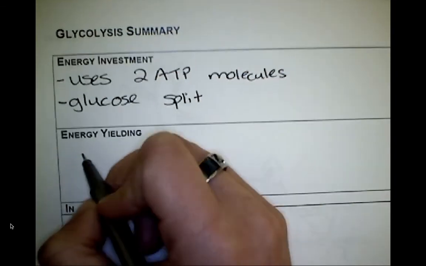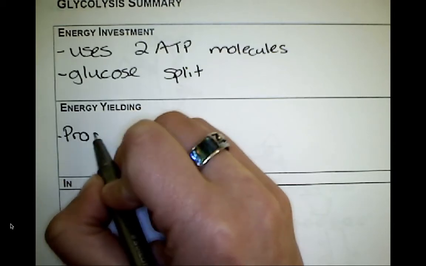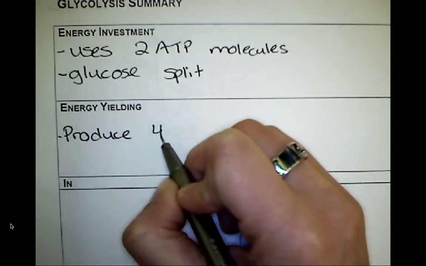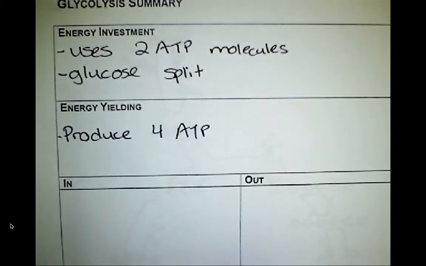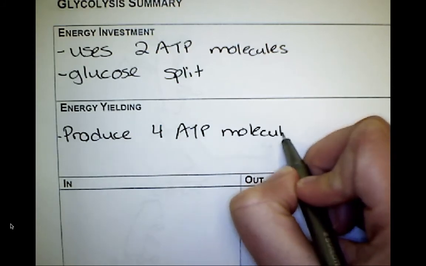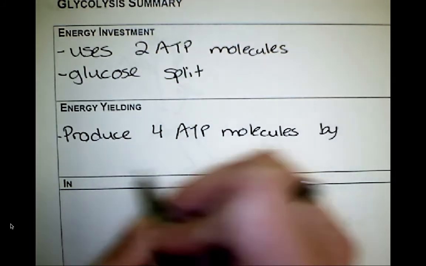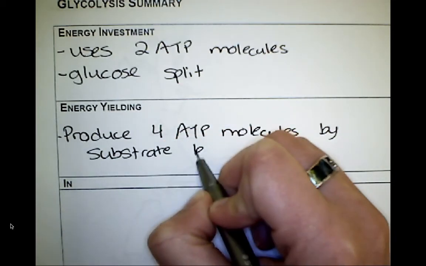Okay? And in the energy yielding phase, that's the second part, I'm going to produce 4 ATP molecules, but I used 2, so I'm only gaining a total of 2. And I'm going to write down, just to clarify, how did I make those? I made them by substrate level phosphorylation.